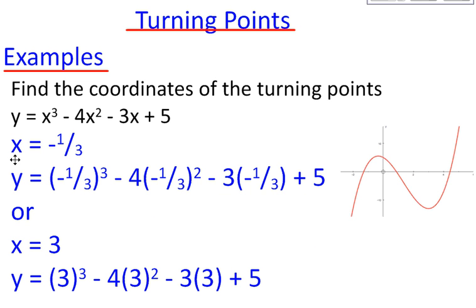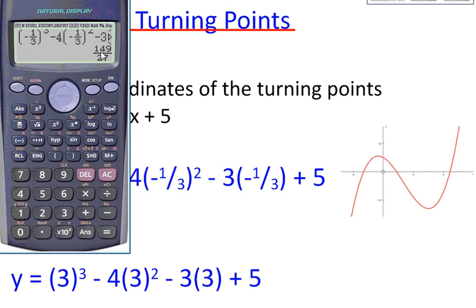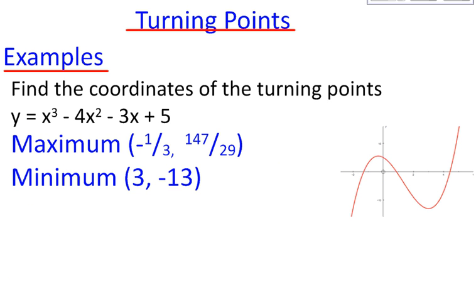So x is equal to minus a third, so y is equal to this equation here, or x is equal to 3 gives us this one here. The first one I will put into my calculator, and you can see it will give me 149 over 27. And the second one gives me minus 13. So the maximum, as you can see from the diagram, is at minus a third, 149 over 27, and the minimum is at 3 and minus 13.